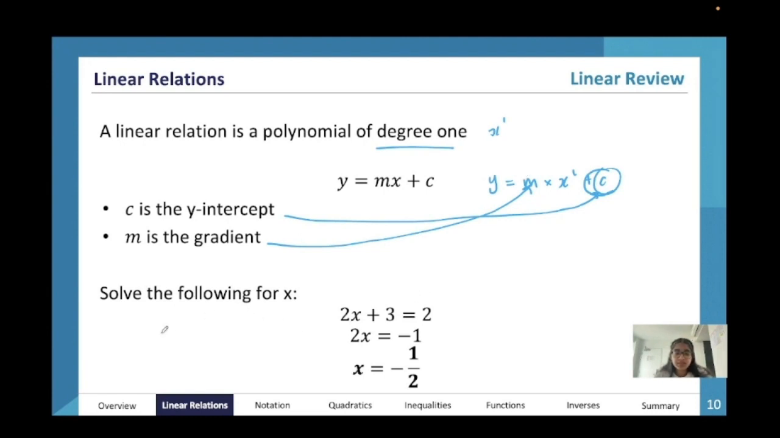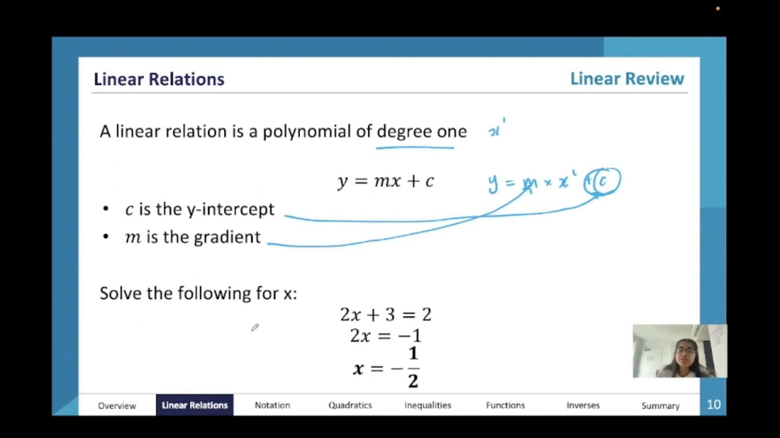Let's do this one. Solve the following for x. Let's see what's been done here. You've got 2x plus 3 equals 2. Subtract 3 from both sides. So 2x plus 3 minus 3 is just 2x, and 2 minus 3 is negative 1. And then x equals negative a half, because you're dividing both sides by 2.